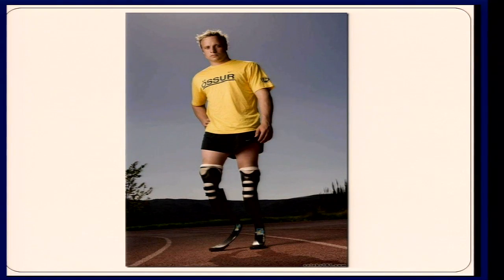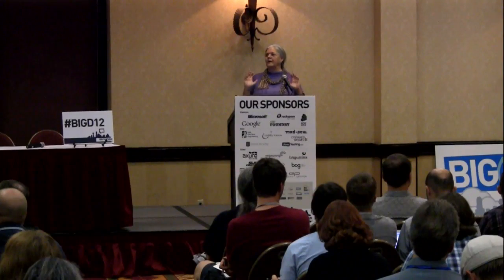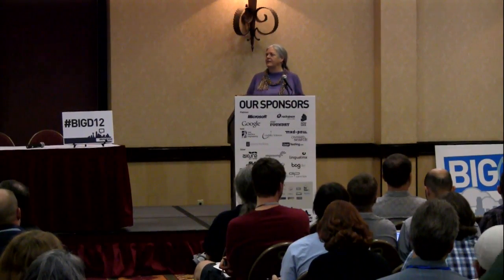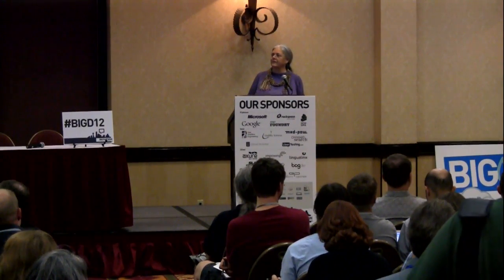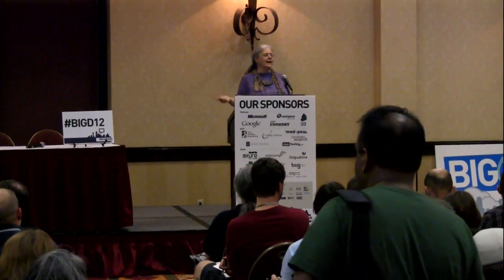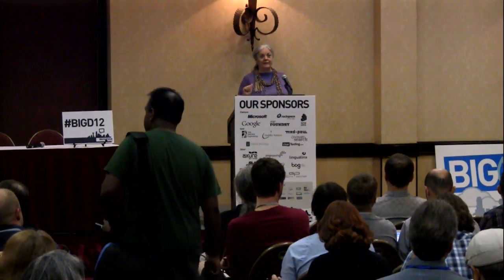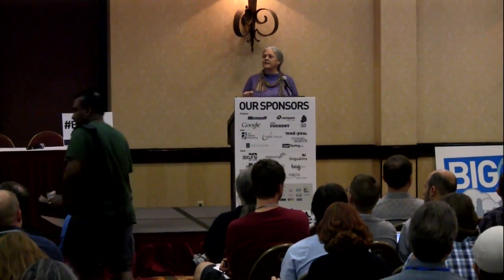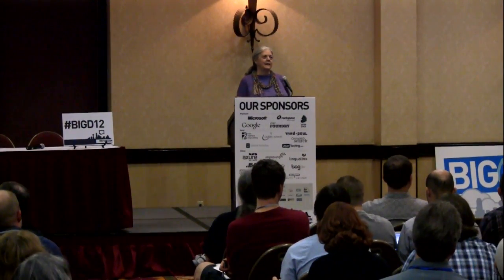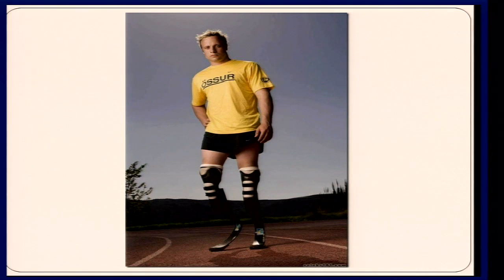And for those of you who can't see, we saw this guy's body from the waist up. He was a blonde, handsome young man. And then when we get the full body shot, both of his legs are gone, and he's got these blades. Well, this guy's name is Oscar Pistorius, and he's also known as the Blade Runner. And he was actually disqualified from participating in the Olympics because they said, well, he has an advantage.